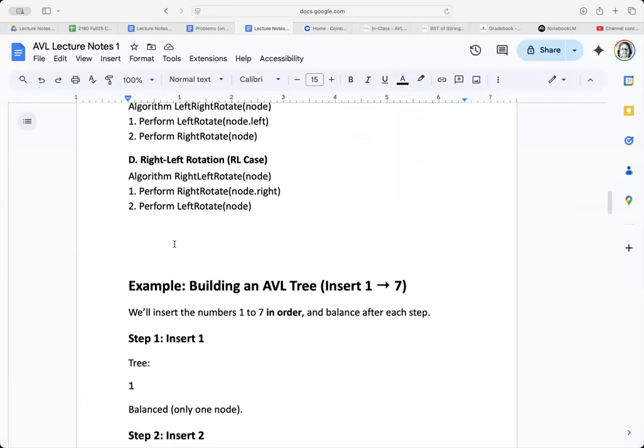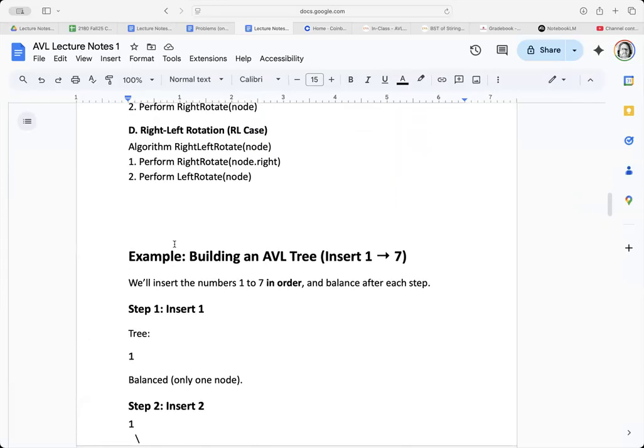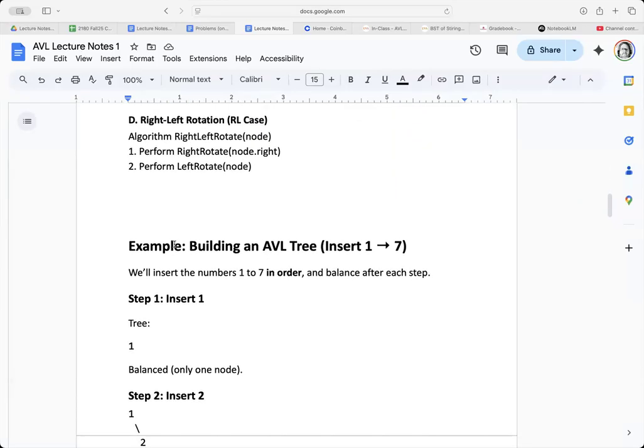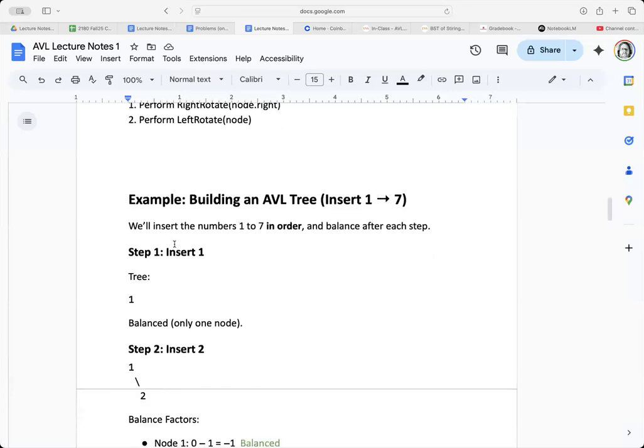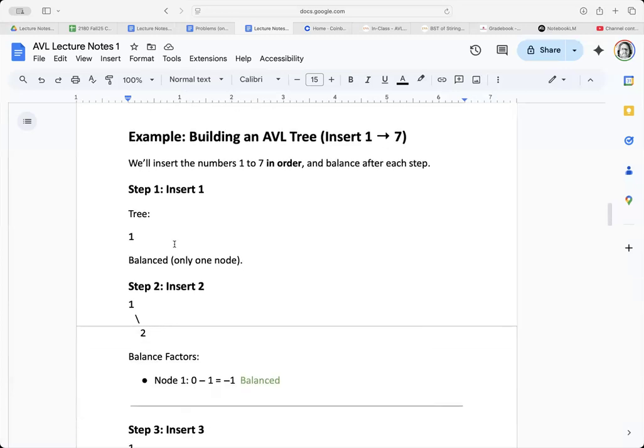Okay, so let's do it this way instead. We insert a 1. The balance factor is only one node. Can't have a balance factor. It's 0 minus 0 if you really want to get pedantic about it. Okay, we insert a 2. 2 goes to the right of the 1. The balance factor at 1 is now the left height is 0 minus the right height of 1. It's negative 1. We're still going to call that balanced.